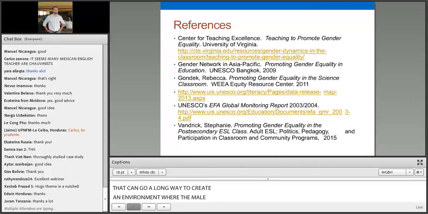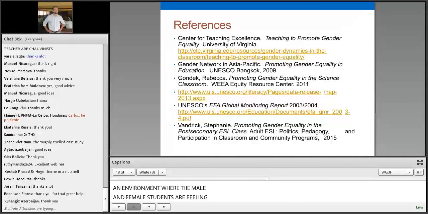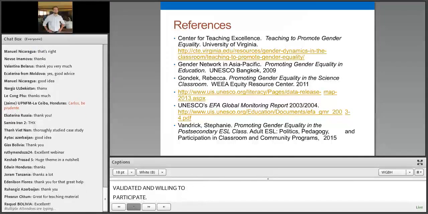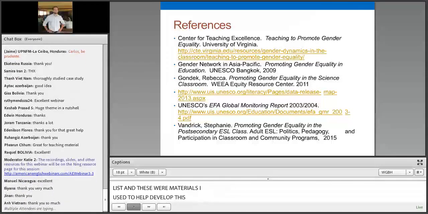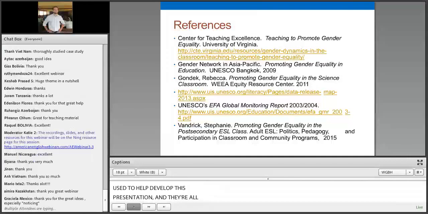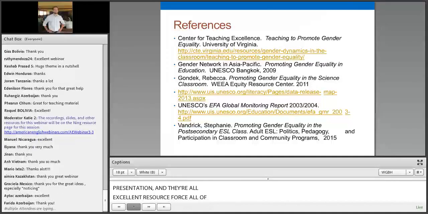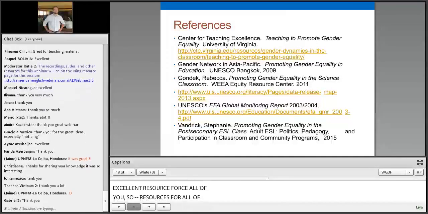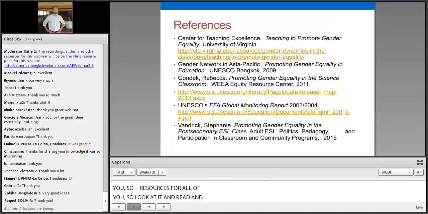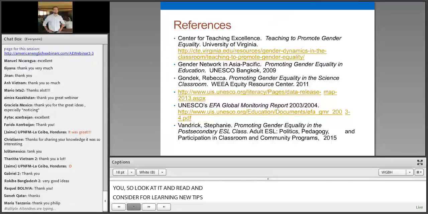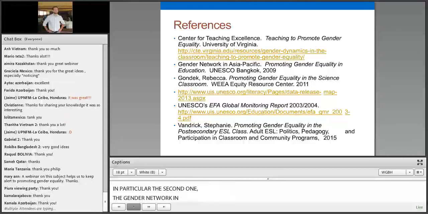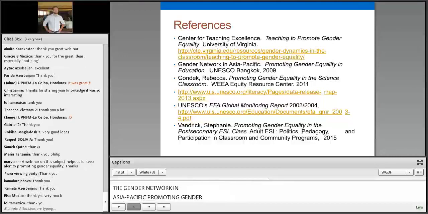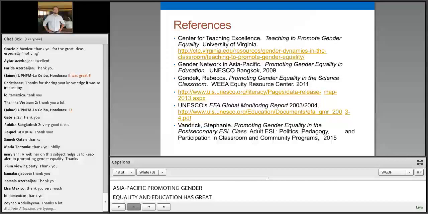So here I have a quick reference list, and these were materials that I used to help develop this presentation. They're all excellent resources for all of you to look at and read through and consider for learning new tips for promoting equality in your classrooms. In particular, the second one, the Gender Network in Asia Pacific, Promoting Gender Equality in Education, has some great tools and strategies that you can use as teachers in your classrooms to encourage an equal classroom environment.